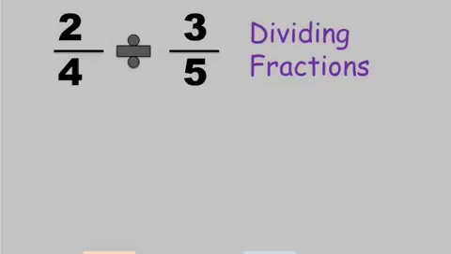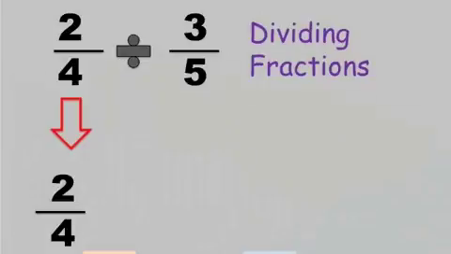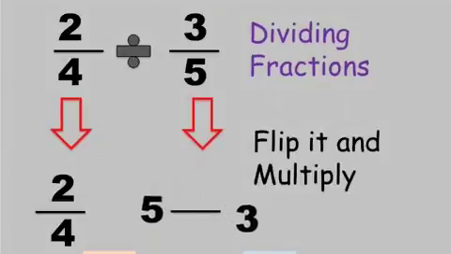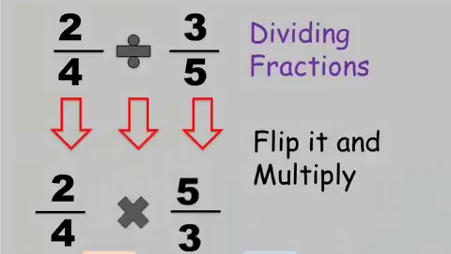By 3/5. Now you just have to memorize one step and then you turn it into the easiest problem, multiplication. So the first term, 2/4, stays the same. The second term you're going to flip it and multiply. Now it becomes a multiplication problem, which is the easiest fraction problem.